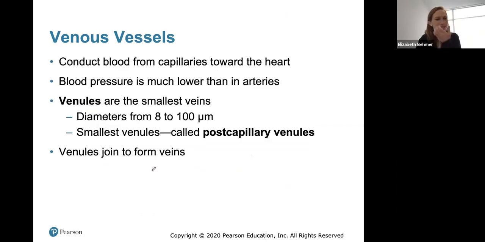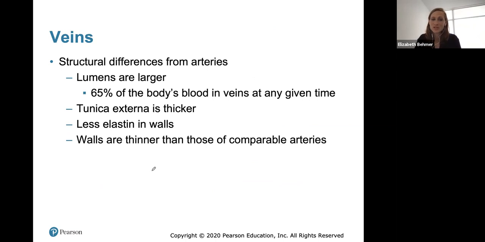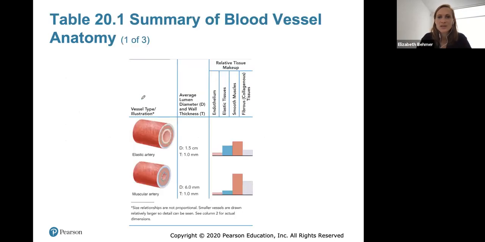And then the venous vessels. I will let you read through the venules, which are the small veins. They'll eventually form into veins, which are much larger. The walls of veins are much thinner. The lumens are larger, and about 65% of your body's blood is held in the veins at all times. So we often call your veins the body's reservoir system for all the blood. So here's the summary of blood vessel anatomy.